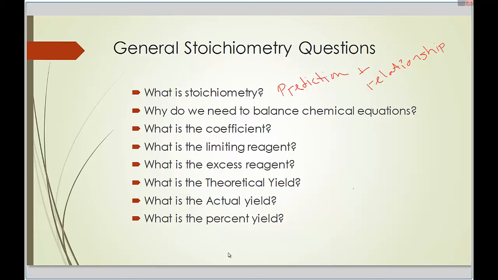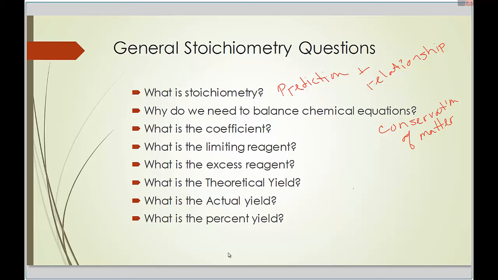So why do we need a balanced chemical equation? That is a result of the conservation of matter. What this is saying is whatever you have at the beginning, you have to have at the end. You can't lose any atoms. You can't lose any compounds in the process. So the balanced chemical equation is a way to keep track of everything that's being involved.